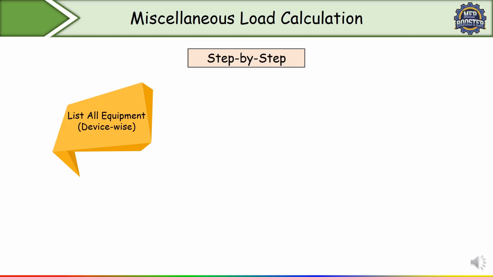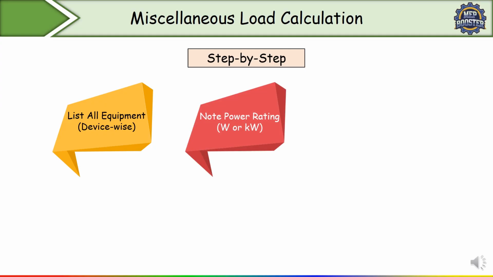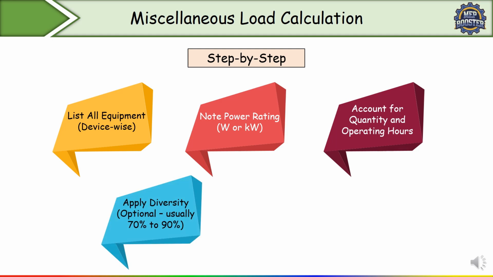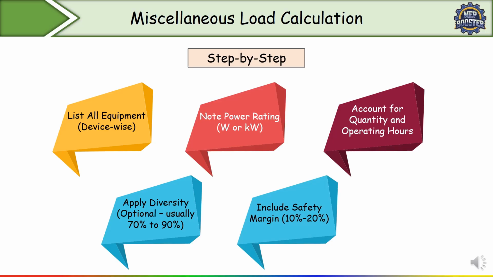Okay. Now here I will show you how to calculate the miscellaneous load, step by step method, same. Here also, first of all, you need to list all equipment device wise. Then note down the power rating in kilowatt or watt. Then account for quantity and operating hours. Apply the diversity, optional, usually 70 to 90%. Then include safety margins, 10 to 20%.